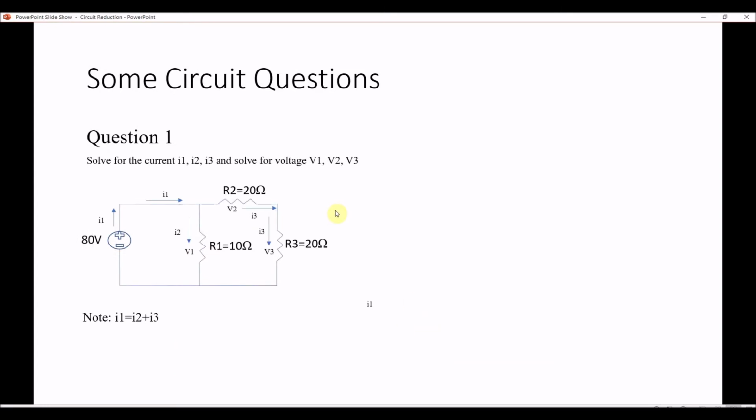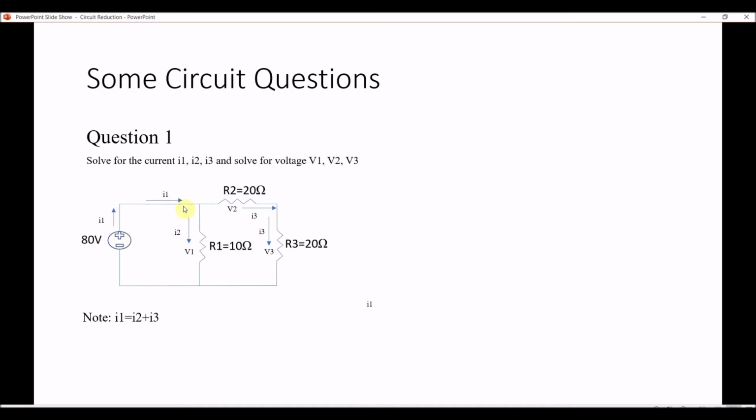Now let's do some circuit questions. So question 1, we're going to solve for I1, I2, I3, and the voltages V1, V2, V3 using circuit reduction. Now we have an 80 volt voltage source, and we have three resistances: a 10 ohm, a 20 ohm, and another 20 ohm. If you look at the circuit and the current, you can see I1 leaves the voltage source and comes to this point, and it can go in two directions. It can go right and it can go down. We're going to call down I2 and right I3.